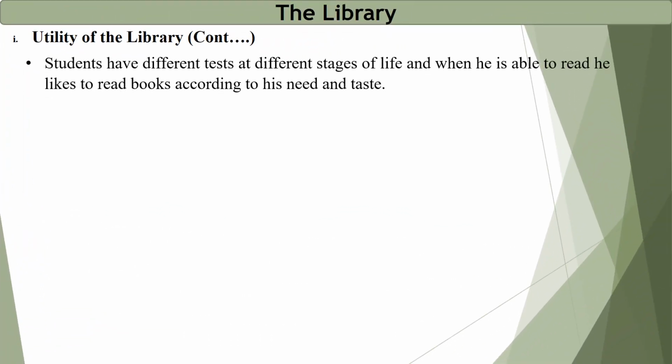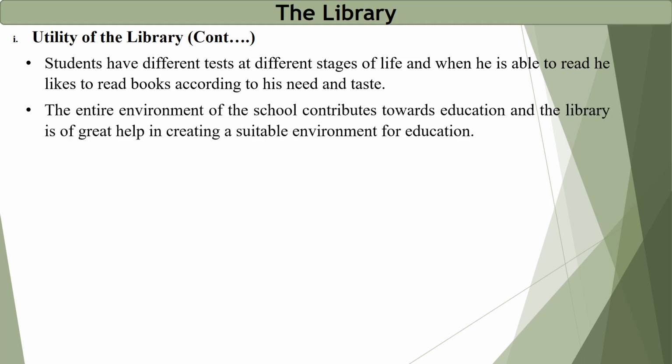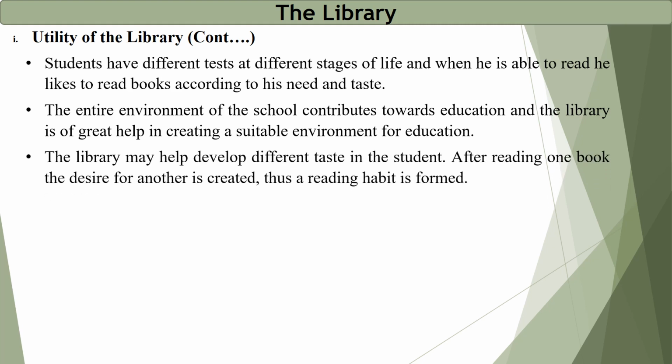In the utility of library, we can say that students have different tasks at different stages of life, and when he is able to read, he likes to read books according to his needs and taste. The entire environment of the school contributes toward education, and the library is of great help in creating a suitable environment for education. The library may help develop different tastes in the students. After reading one book, the desire for another is created, thus a reading habit is formed.